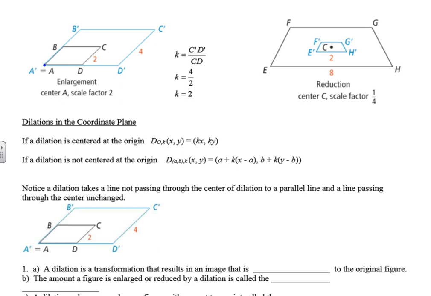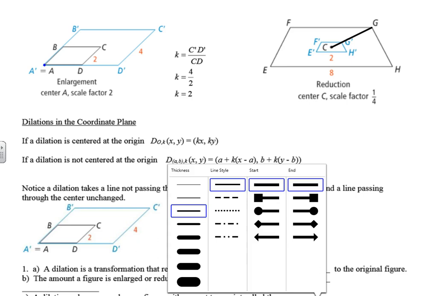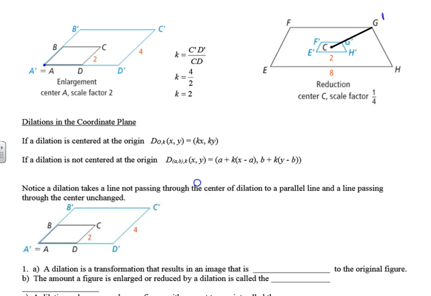it doesn't move at all, okay? Now here's an example where we have a reduction and the center is C. Now if you look here, what's happening? I'm just going to go ahead and look at G. So this is the pre-image, and G prime is the image. Now what do you notice? Well, G prime is closer to the center of dilation, therefore that's a reduction, and what do we see? The scale factor is 1/4.